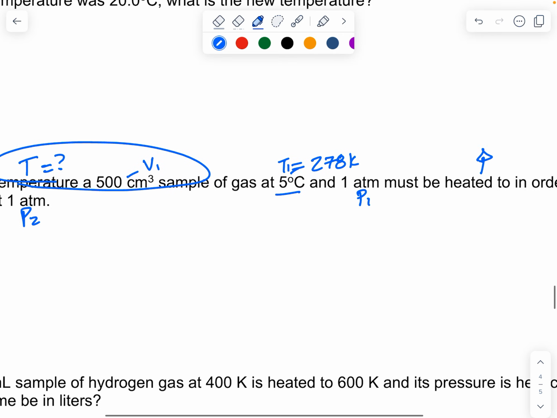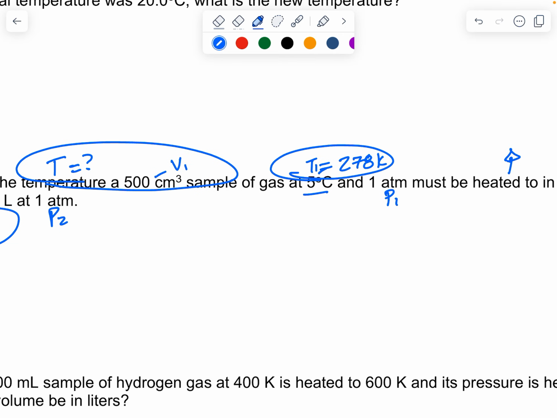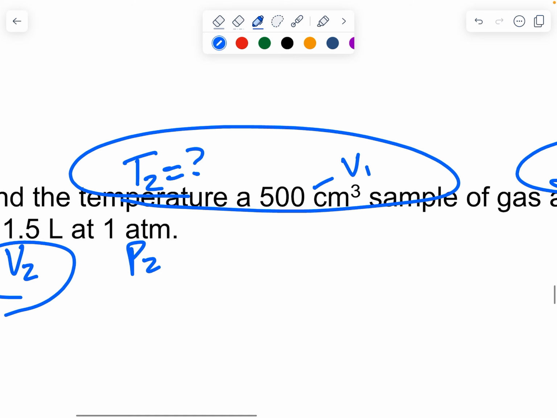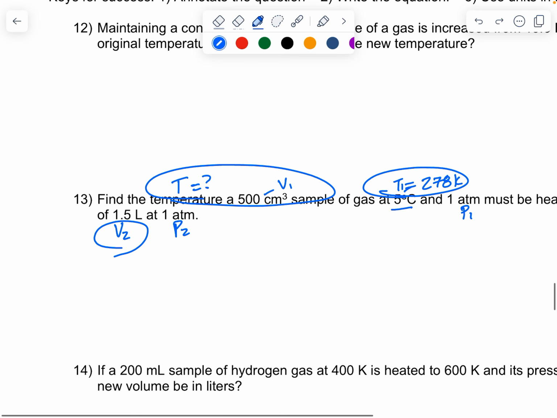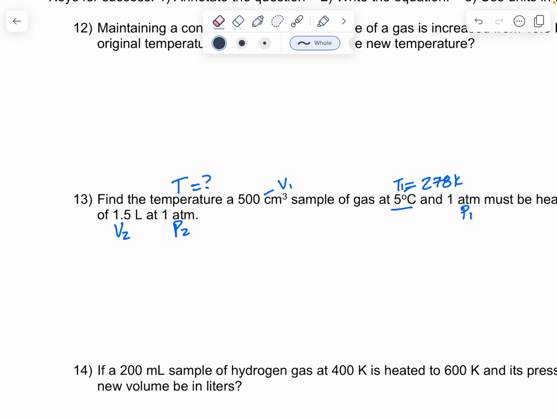We have a volume 1, we have a temperature 1. That means this must be temperature 2, right? So we know that these things are going to pair together. And this is going to be a little bit of a reading comprehension thing. It says 500 centimeters cubed sample at 5 degrees Celsius. So I know that those are both going to be the same thing, so that's temperature 1 and volume 1. We're given a new volume. We need to find the new temperature. So those are both going to be 2's.